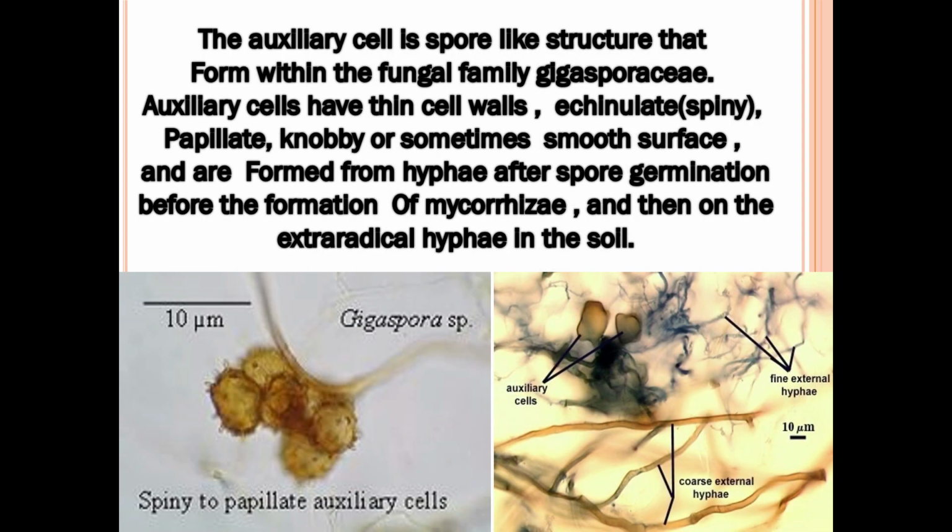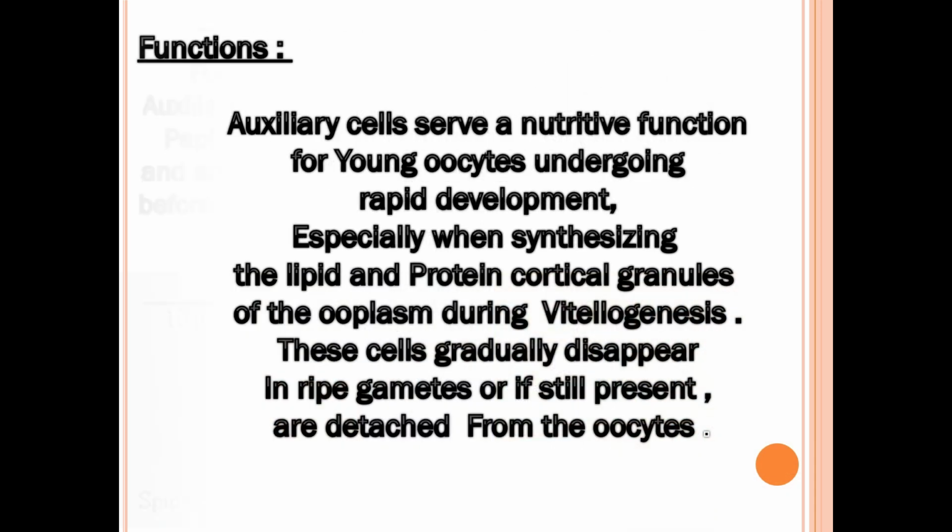So, the axillary cell is a spore-like structure that forms within the fungal family called Gigasporaceae. Axillary cells have thin cell walls, with a spiny, papillate, knobby, or sometimes smooth surface, and are formed from hyphae after spore germination, before the formation of mycorrhizae, and then on the extra radical hyphae in the cells. The axillary cell is a spore-like structure.